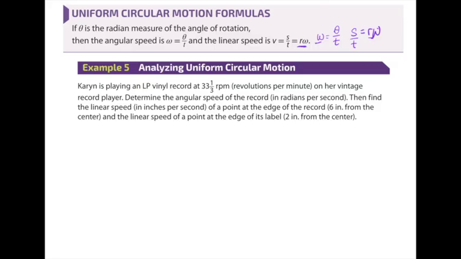So, you can do this either way. You can either do your S over T and just solve this guy by doing R times theta, or you can go straight to the R times omega if you've already solved for your omega. All right, so sometimes they ask for both. And if you already have your omega, just plug it in to find your linear speed, which is what we're about to do.